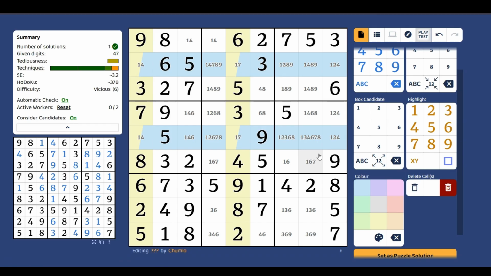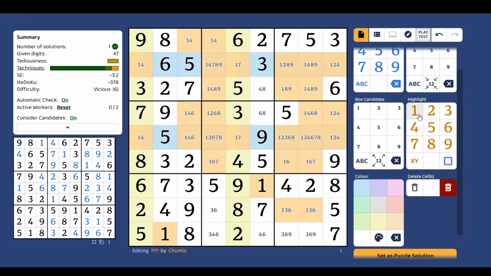X-wings are the simplest occurrence of fish, where we have 2 pairs of bilocal candidates and their locations overlap. The grid we just went over was an example of an X-wing, and this grid from Sudoku is also an example of an X-wing. And just as a spoiler alert for the rest of the video, we're going to be using Sudoku a lot because, in my opinion, they have the most comprehensive resources on fish. But anyway, let's look into this grid in a little bit more detail.